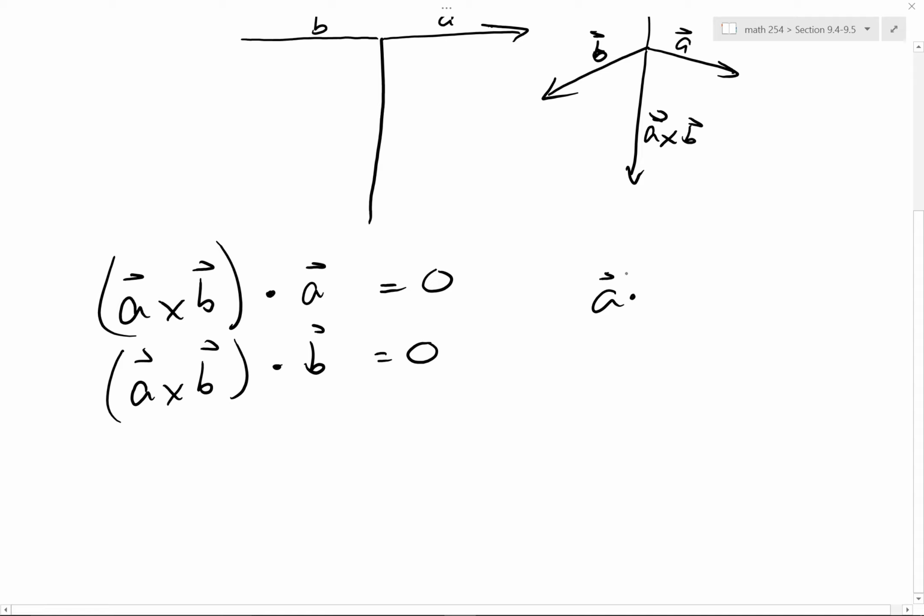Notice that A dot B in this case does not have to equal zero. It could, but doesn't have to. That's not important. A and B don't have to be orthogonal, but A cross B dot A is equal to zero, and A cross B dot B also has to equal zero. What is going on there? Okay? Now, why do we do this? Well, let's talk about this for a minute.